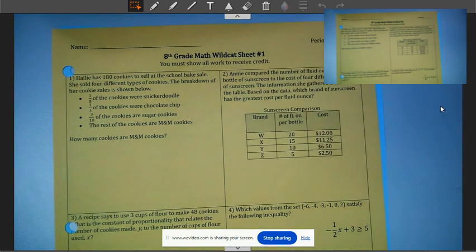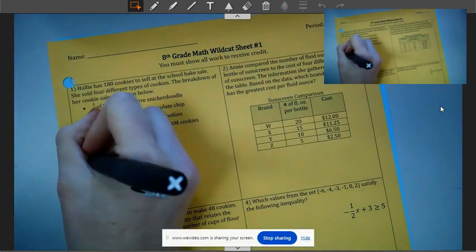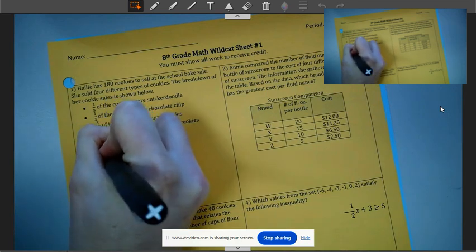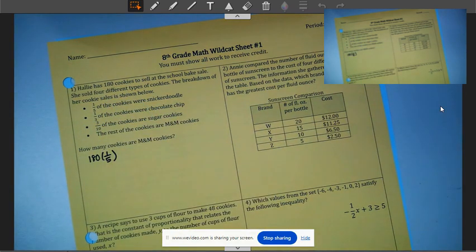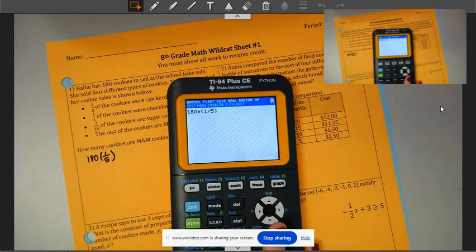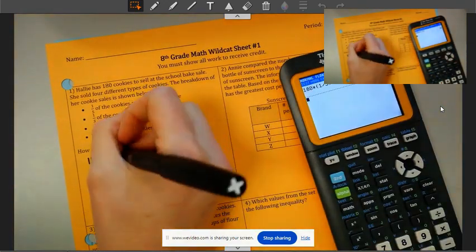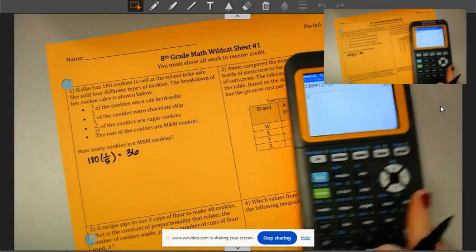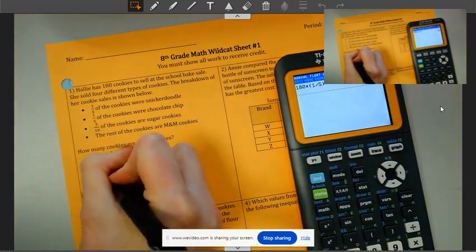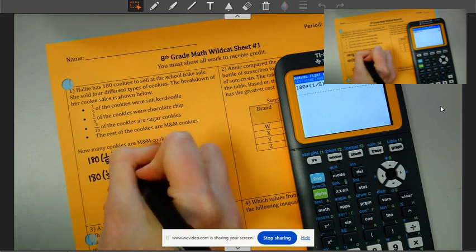So the first thing I need to do is figure out how many of those cookies were chocolate chips, snickerdoodle, all those things. So I'm going to grab a calculator. And what we're going to do is multiply the fraction times our total. So to figure out 1/5 of 180, I'm going to do 180 times 1/5. When we enter fractions in the calculator, you want to put it in parentheses. And that gets me 36 cookies. Then 180 times 1/3, and that would be 60 cookies.